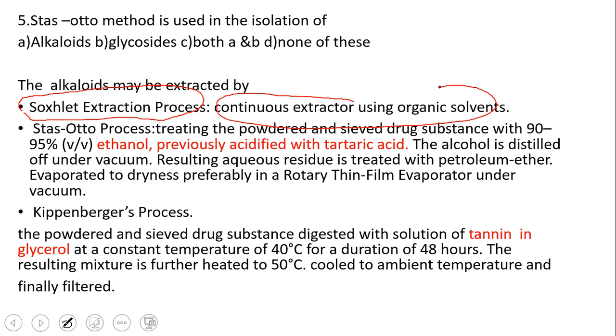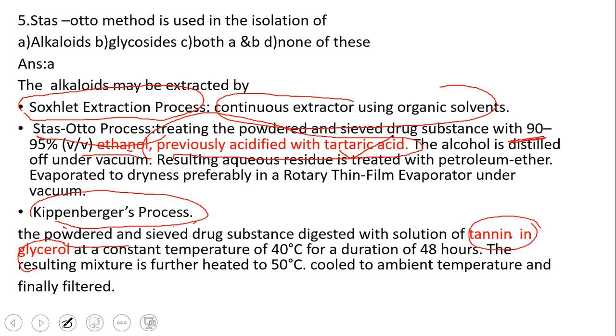Next is the Stas-Otto process, then the Kippenberger process. In the Stas-Otto process, the powdered drug is treated with ethanol that is previously acidified with tartaric acid. In the Kippenberger process, the powdered drug is treated with tannin in glycerol. So the correct answer is option A, alkaloids.